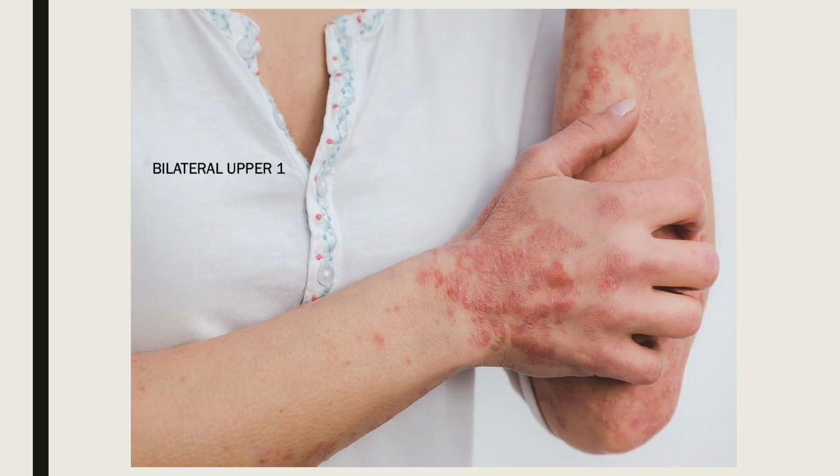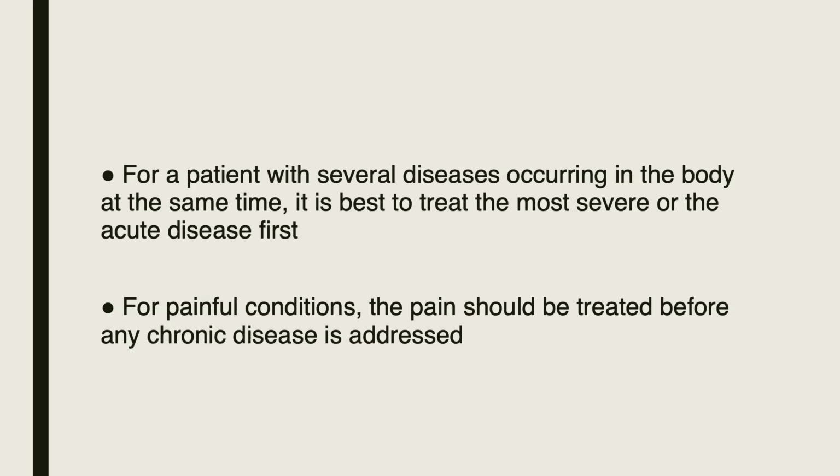For whole body disorders or diseases that cannot be located in a specific area, such as a skin disorder, insomnia, or mental disorders, upper 1 may be used bilaterally. For a patient with several diseases occurring in the body at the same time, it is best to treat the most severe or the acute disease first. For painful conditions, the pain should be treated before any chronic disease is addressed.